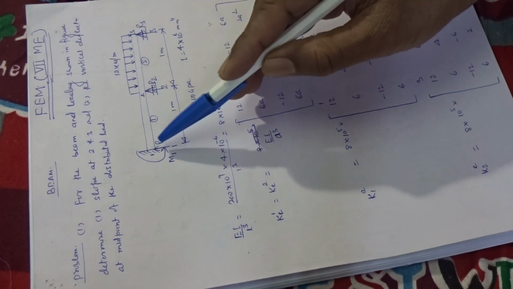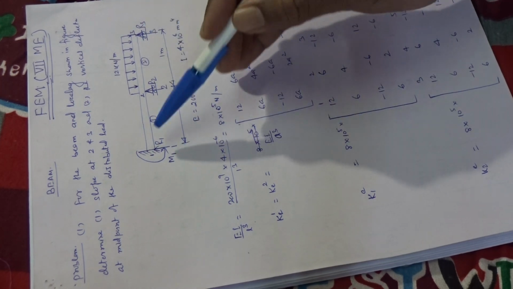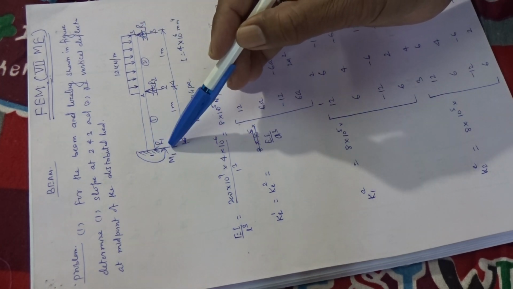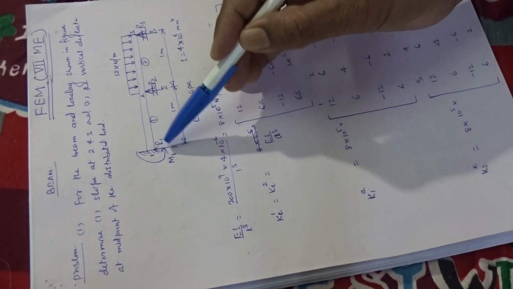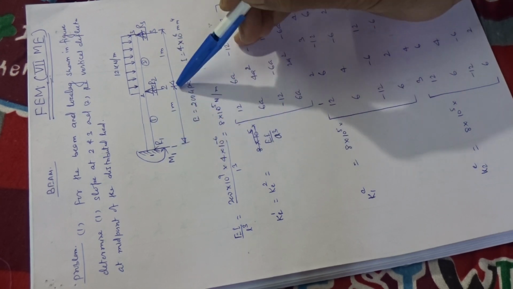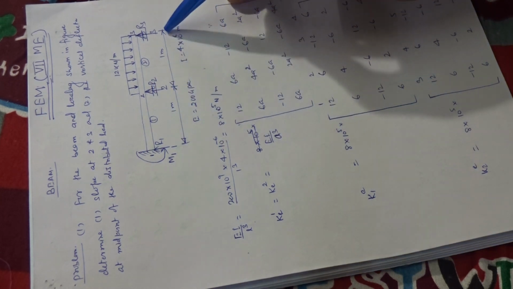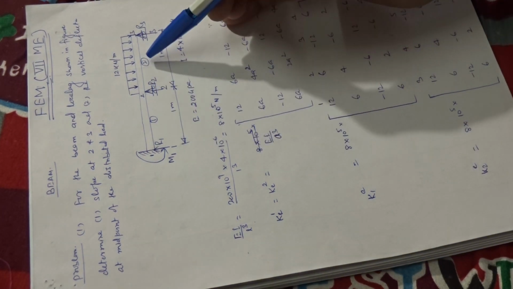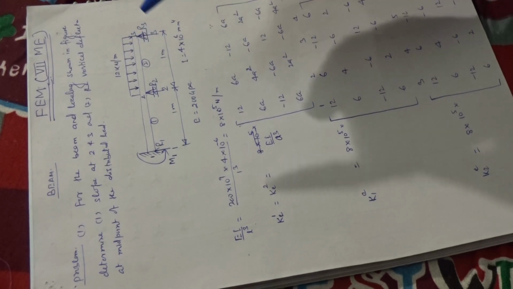So this one has one end fixed and another simply supported, and fixing moment M1 is generated at node 1, and R1 is the reaction at node 1. This length is 1 meter, and this length is 1 meter. Elements 1 and 2, UDL load is 12 kilonewton per meter.